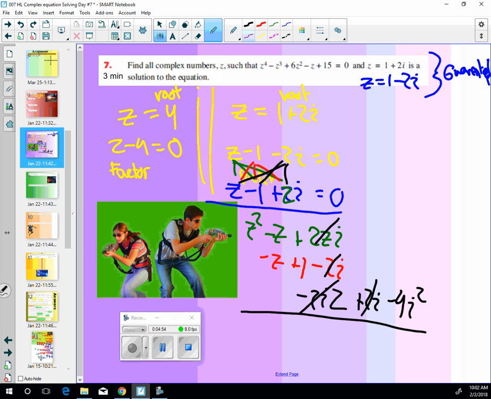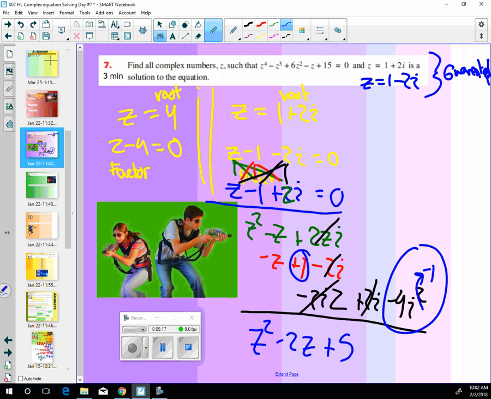And what just happened there to all my i's? They're gone, right? What's i squared equal to again? Negative 1. So this is going to be z squared minus how many z's? 2z. And then it's going to be 1 plus what? 4. And that is the product of the two factors of z. Not the two roots, but the two factors of z.